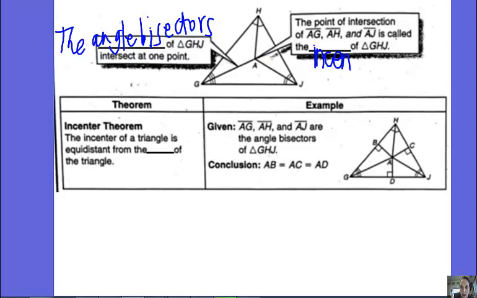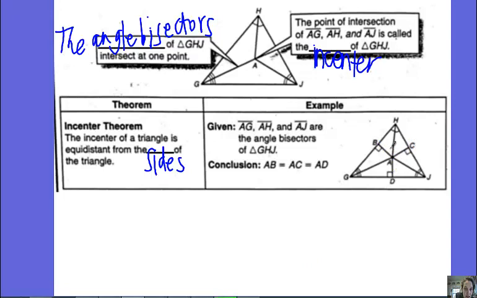the incenter is that it's equidistant from the sides of the triangle. So the distance from the incenter to each side is the same length. So AB, AC, and AD are all going to be the same length, since A is the incenter, the point of intersection of all the angle bisectors.